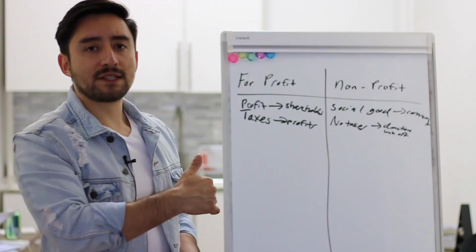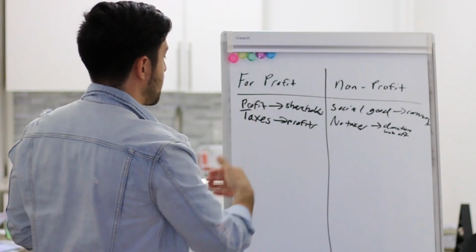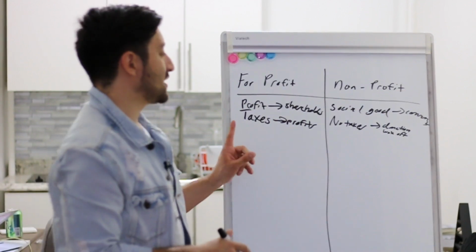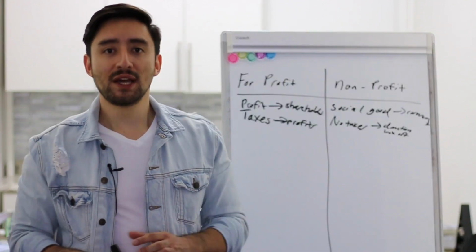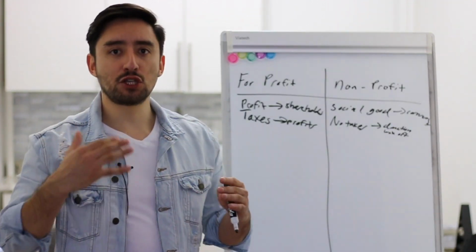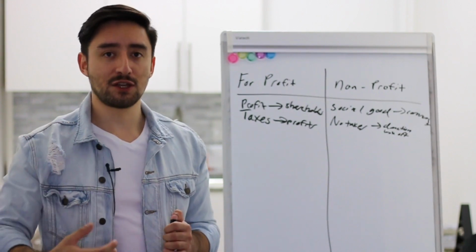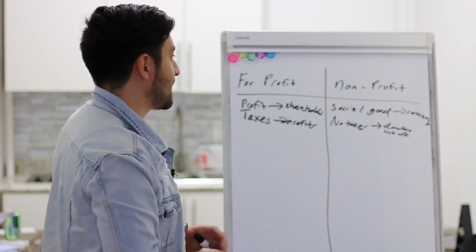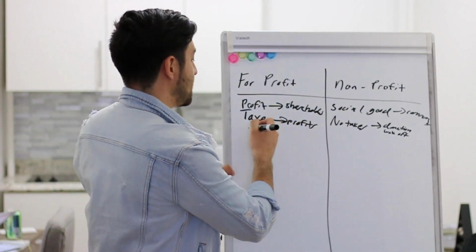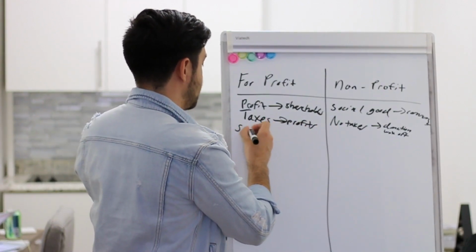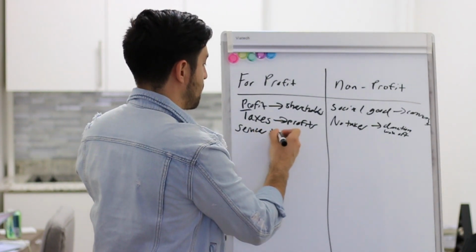The third difference when it comes to nonprofit versus for-profit companies is the way that revenue is generated. So revenue is what you're taking in for selling goods and services, or in the case of a nonprofit, also could be donations. A for-profit company is basically limited to selling services and products.